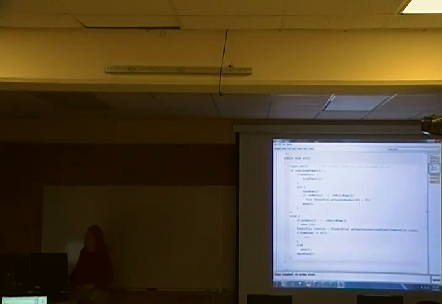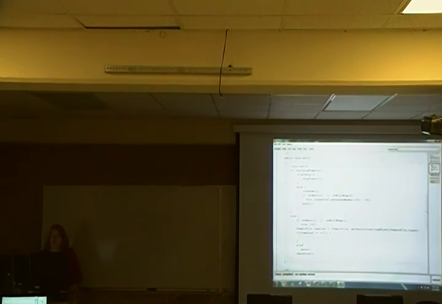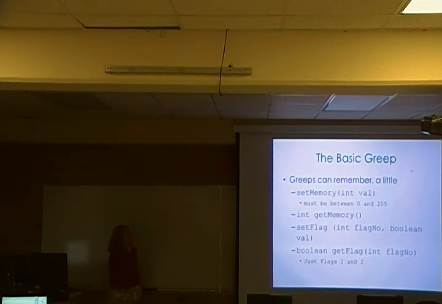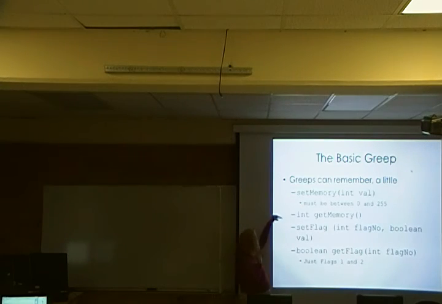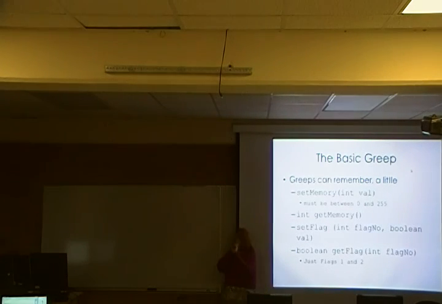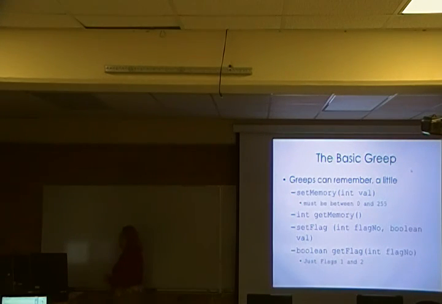But because we want to get out of here, let me talk about other things Greeps have. Greeps are sort of stupid, but they have a little memory. They have one variable that can have a number between 0 and 255, and they can look at what value that variable is. They have two flags, flag number 1 and flag number 2, that can be true or false. And they can see the flags, and for 204 students, we'll talk a lot more about this.